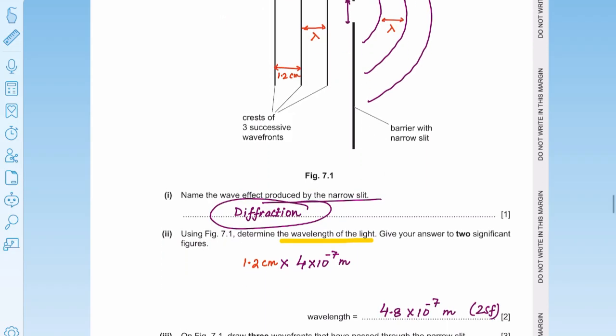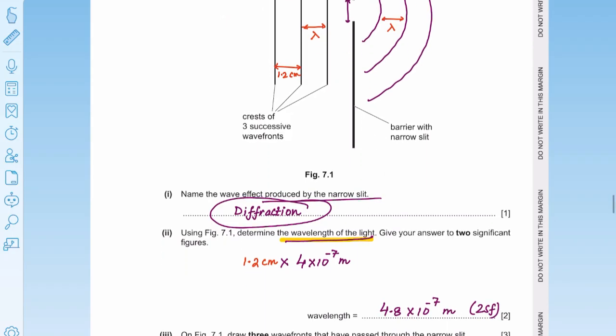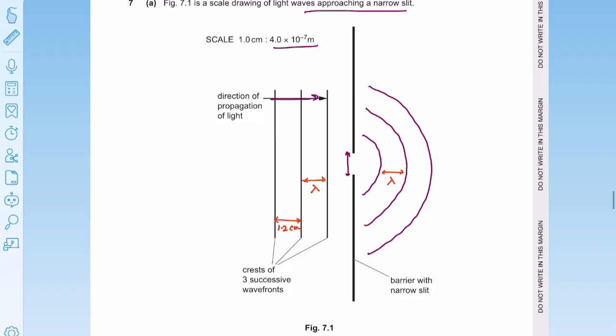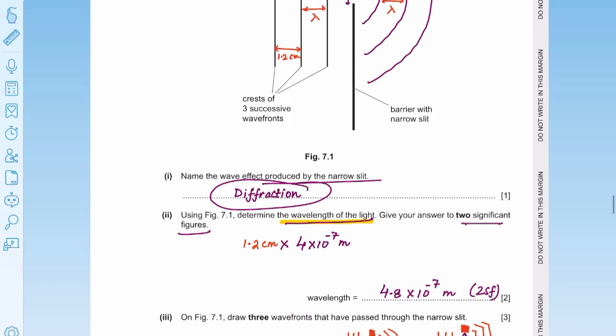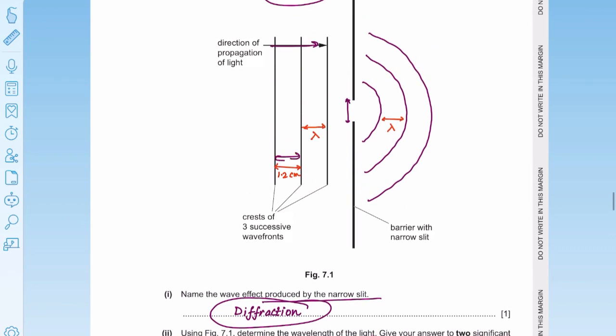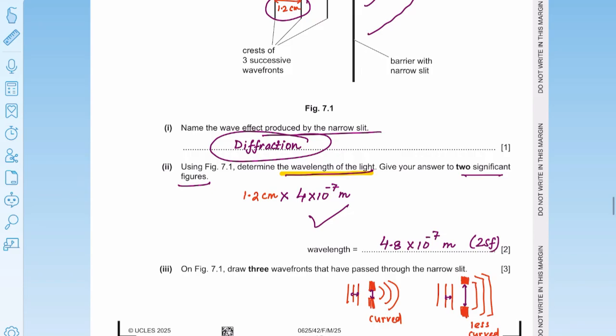Now using figure 7.1, find the wavelength of the light, giving the answer to 2 significant figures. The scale is given as 4.0 × 10^-7 m. Using a ruler you can check the wavelength, which is 1.2 centimeter. So 1.2 centimeter times the scale, because the scale is given. So this is the answer to 2 significant figures. You are getting 4.8 × 10^-7 meter, right?